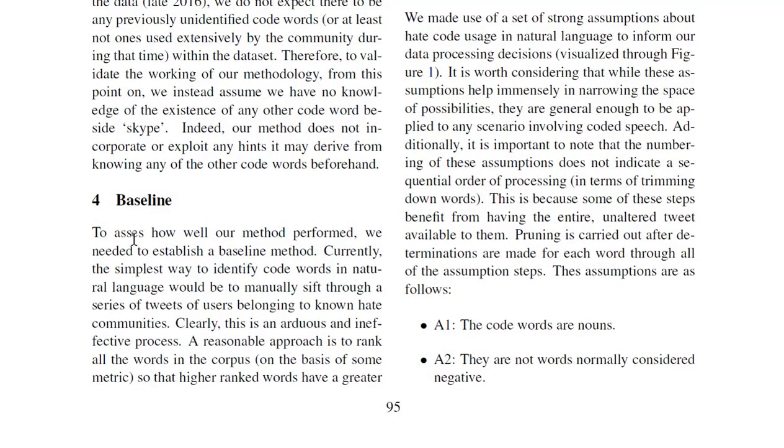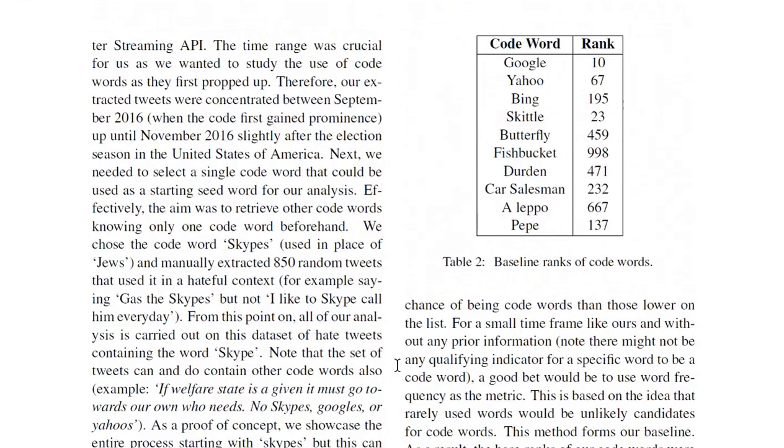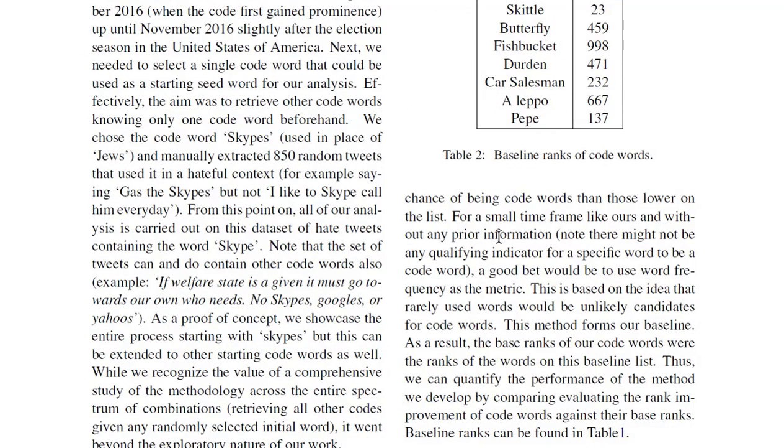Alright, so the baseline. To assess how well our method performed, we needed to establish a baseline method. Currently, the simplest way to identify code words in natural language would be to manually sift through a series of tweets of users belonging to known hate communities. Clearly, this is arduous and ineffective. A reasonable approach is to rank all the words in a corpus on the basis of some metric so that the higher ranked words have a greater chance of being code words than the lower ones on the list.